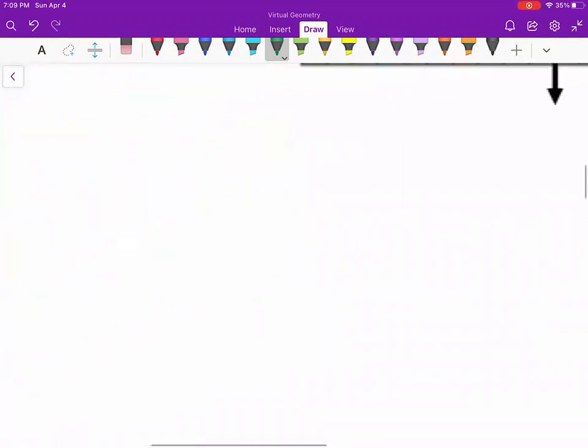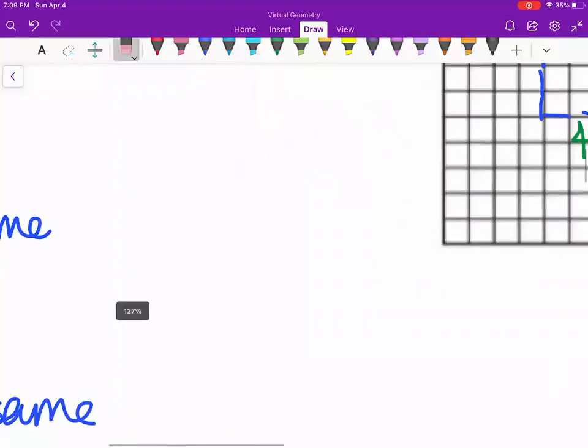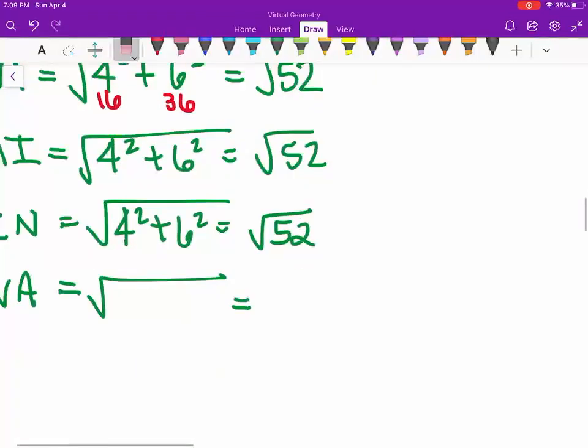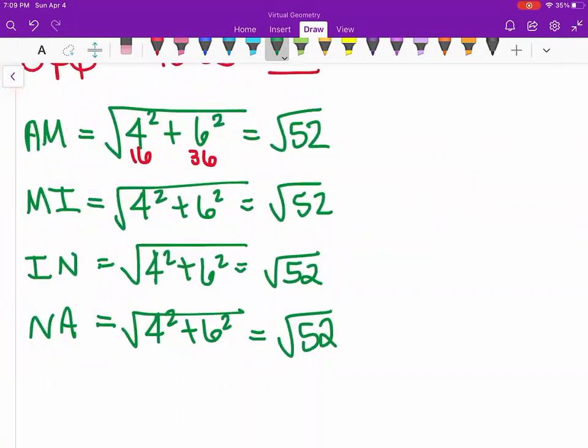Let's go see what we have for our last one. So again, there's a 4, there's a 6, same two numbers. So far it's looking really good. 4 squared plus 6 squared, another square root of 52. So again, opposite sides are all the same.